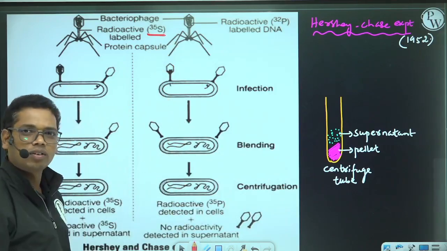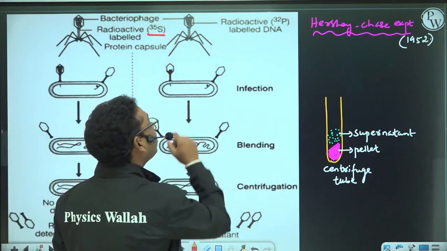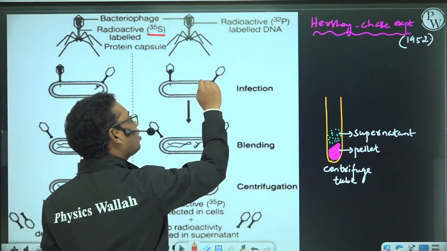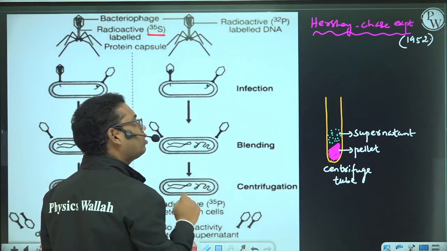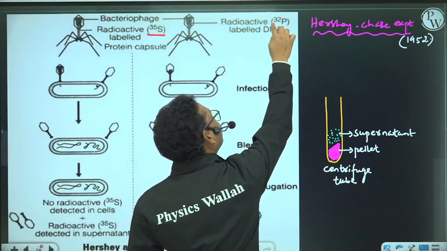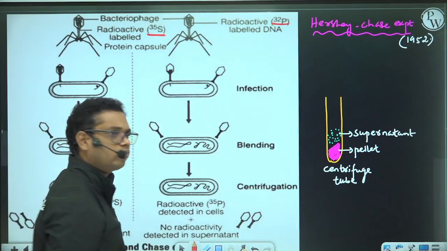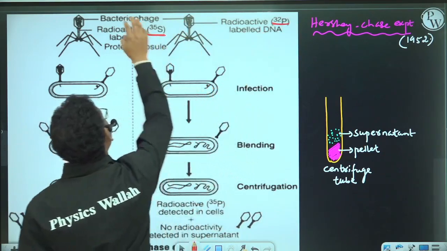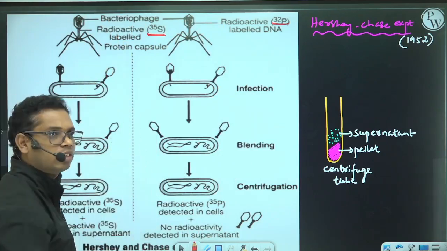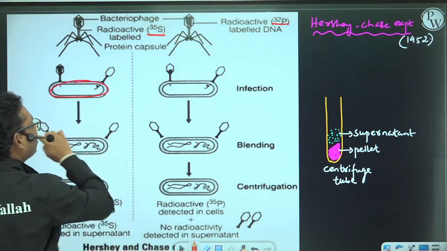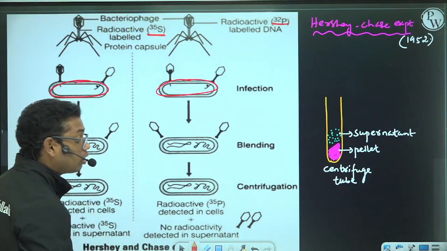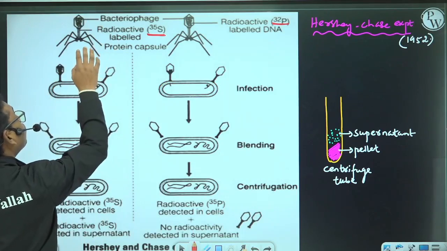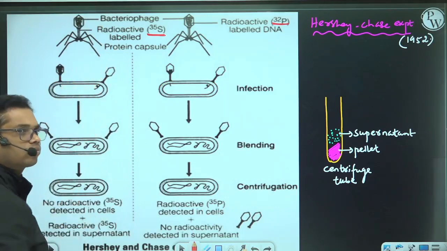In another case, what did they do? They did not label the capsid. Rather, they labeled the DNA. And to label DNA, they used radioactive phosphorus, that is P32. So here the bacteriophage has labeled DNA. Here the bacteriophage has labeled capsid. And these are basically E. coli. So they allowed these bacteriophages to infect this bacteria.